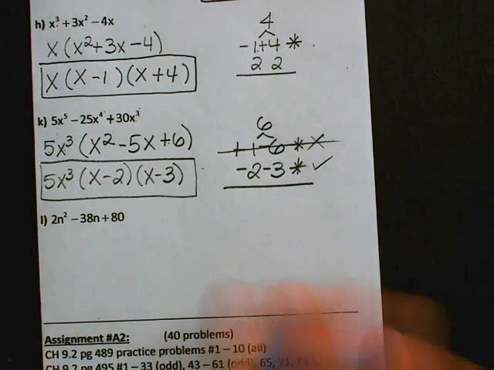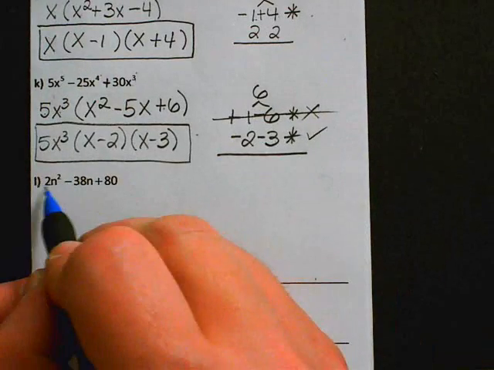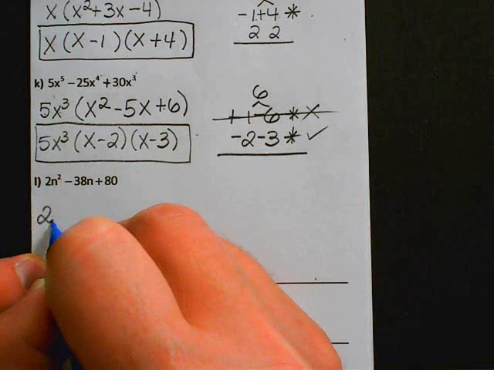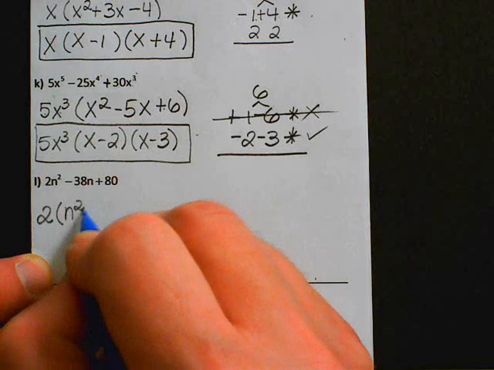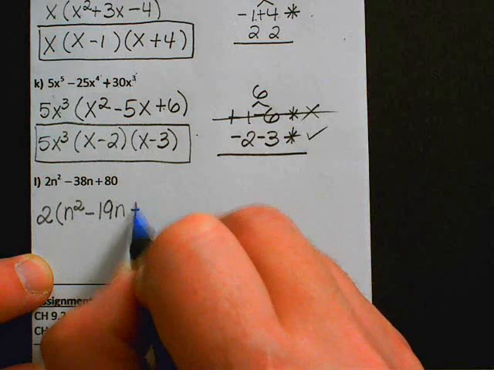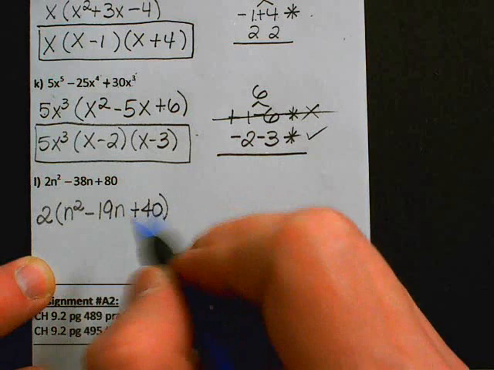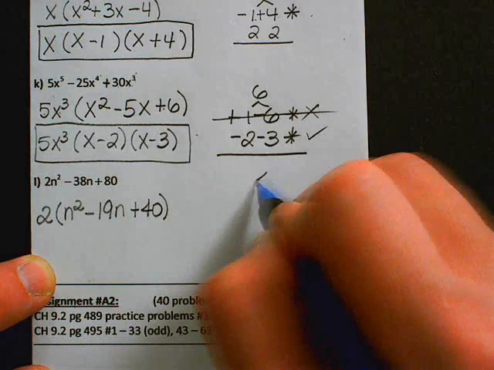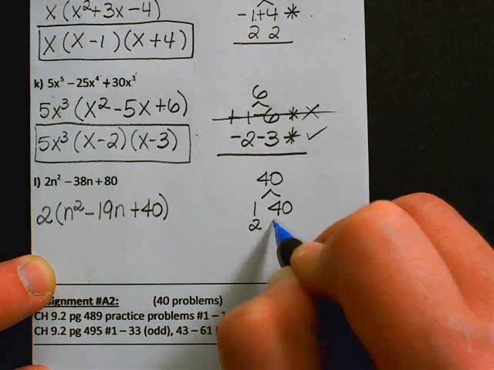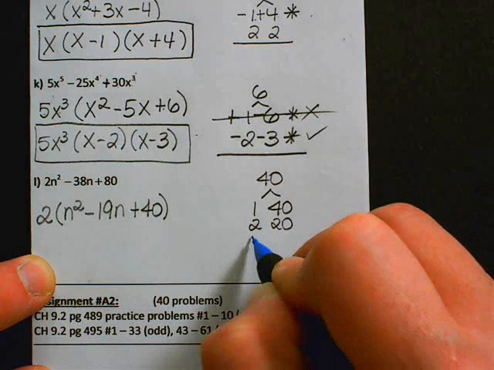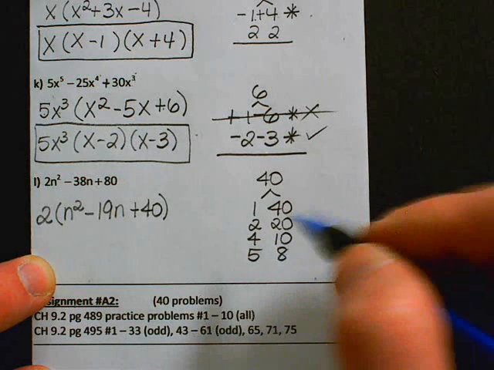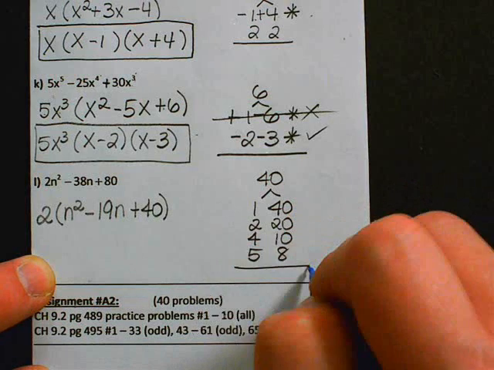Alright, the last problem of example number 2. Can we factor anything from all three? The answer is yes, I can factor out a 2. So that means this becomes n squared minus 19n plus 40. Now let's write here on the side the numbers that give me 40. So it'd be 1 and 40, 2 and 20, 4 and 10, 5 and 8. And I believe that's it.